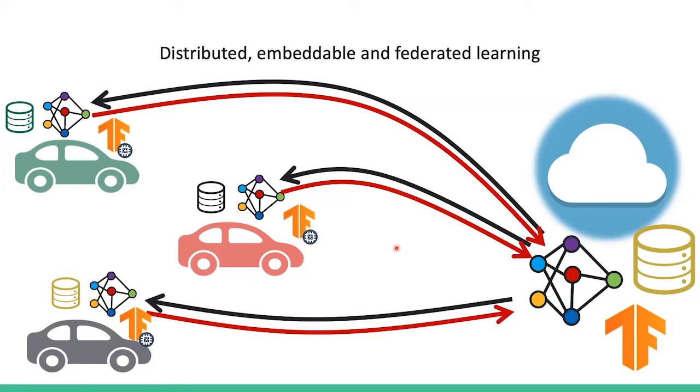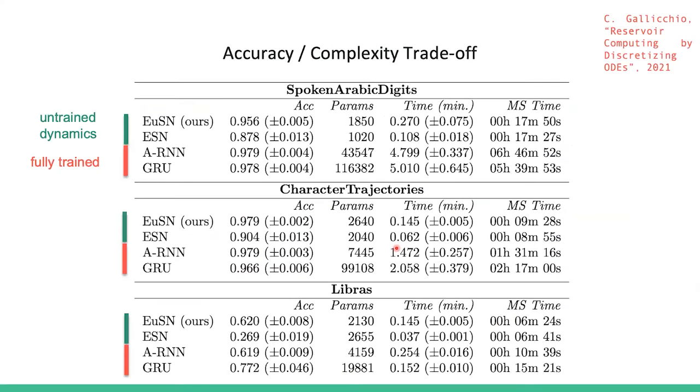There is a paper that we presented at IJCNN this year called Federated Reservoir Computing, which describes exactly this approach. So you can have a look at that if you are interested in this aspect. Okay, and coming to the accuracy-complexity trade-off, I would like to mention this using this slide.